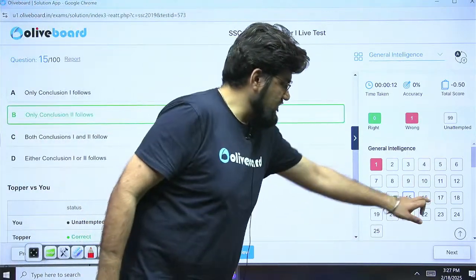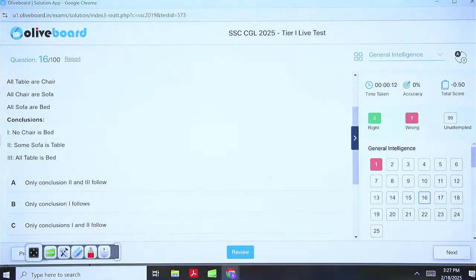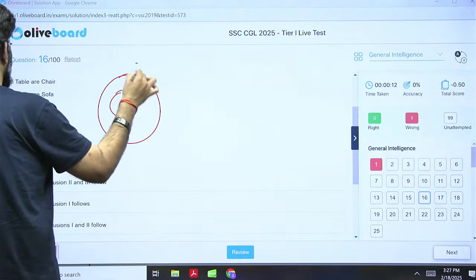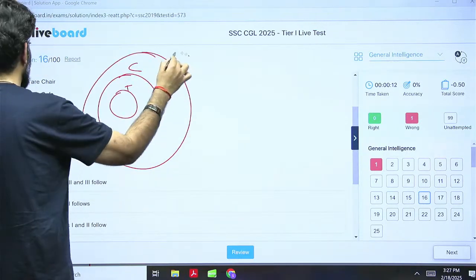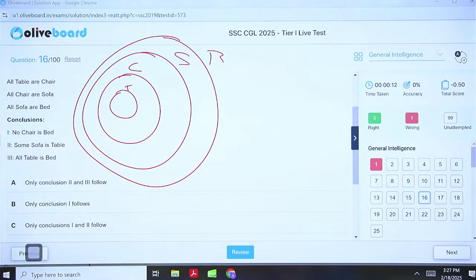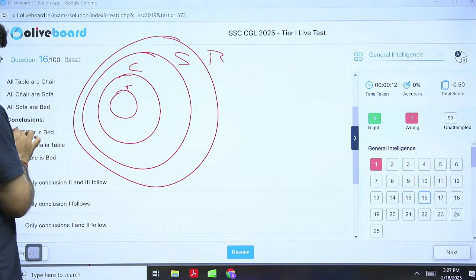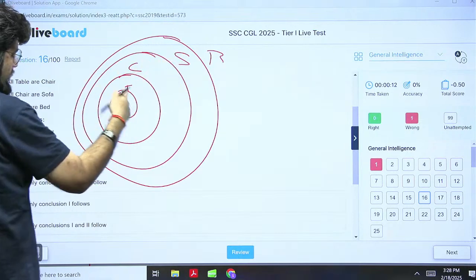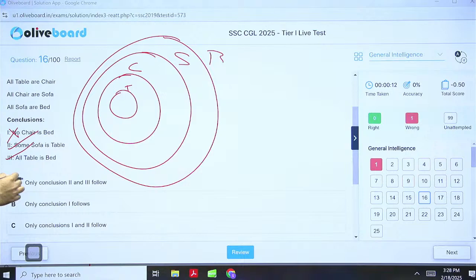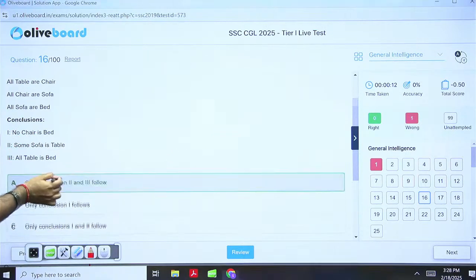Next, question number 16. Again, based on syllogism. All table are chair. All chair are sofa. All sofa are bed. Oh, one of the most easiest figures ever. No chair is bed. Not possible. Incorrect. Some sofa is table. Absolutely right. All table is bed. Yes, absolutely correct. Only 2 and 3 follow. Option A is the right one.